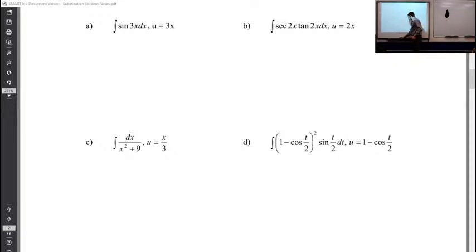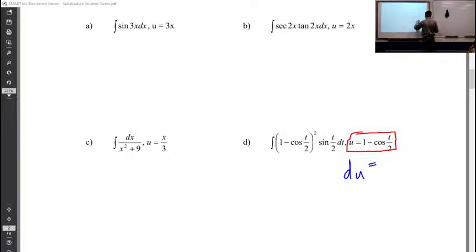So for example, on this one, we're giving you u, but here's how you can spot it. Big clue number one, it's being squared, so it's inside of another function. Big clue number two, what is du? What is the derivative of this? Well, the derivative of 1 is 0. And then the derivative of negative cosine is going to be a positive sine, because the derivative of cosine is negative sine.